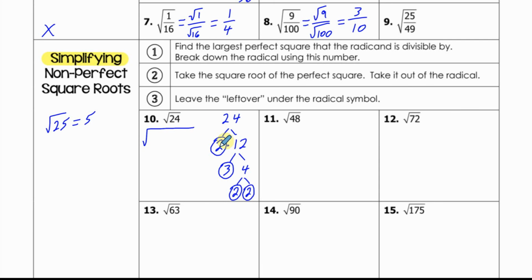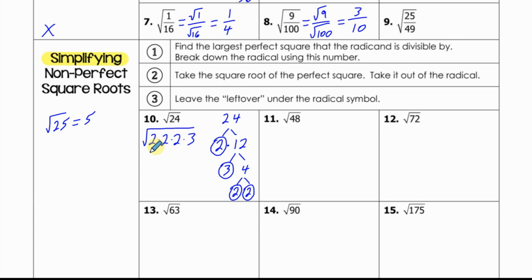I have three 2s: a 2, a 2, a 2, and then a 3. So 2, 2, 2, 3. Now we're still taking the square root of 24. It's just 24 broken down into its prime parts.